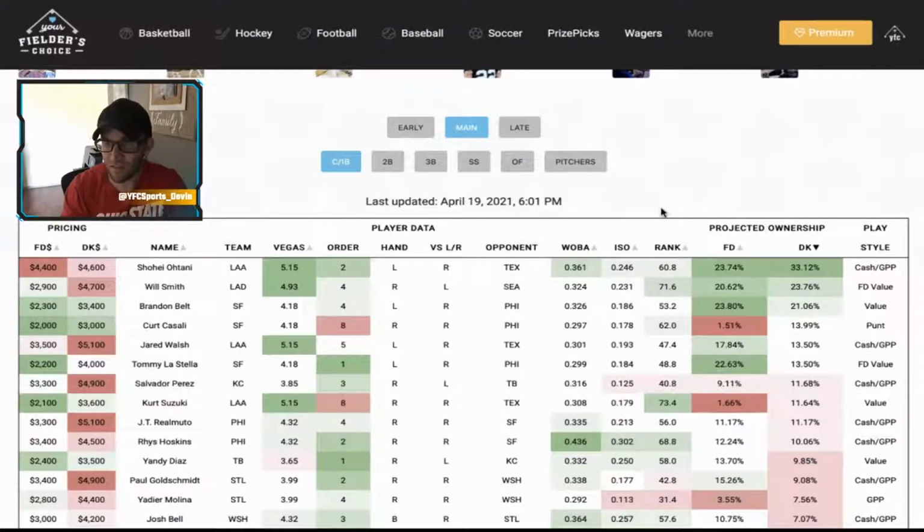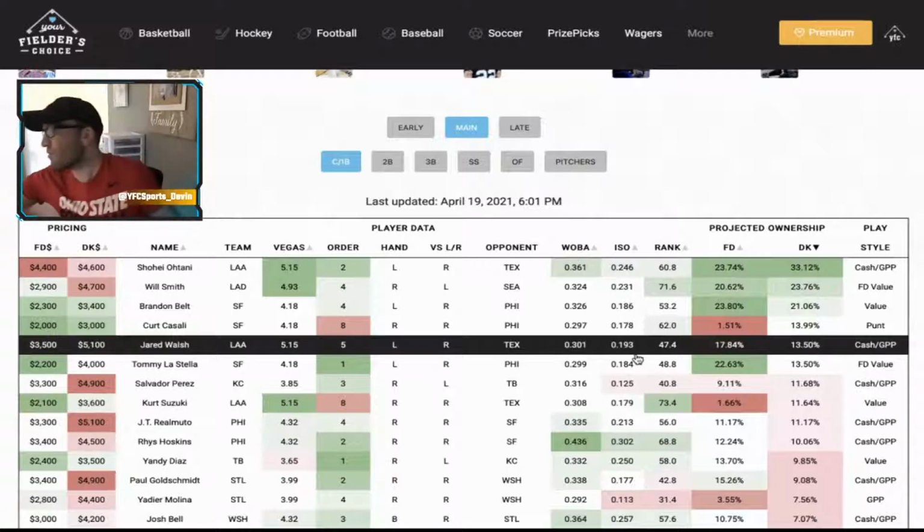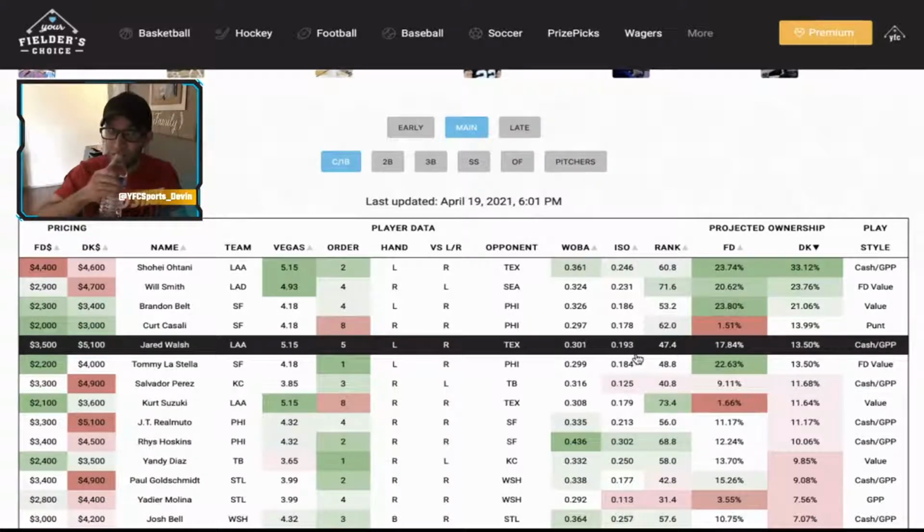So, it's really important. Again, same idea as what we're talking about with the pitcher, we want that data to be accurate. So that's what that is based on. For GPPs, you can look at ISO. I like to look at ISO a lot. That's essentially power.